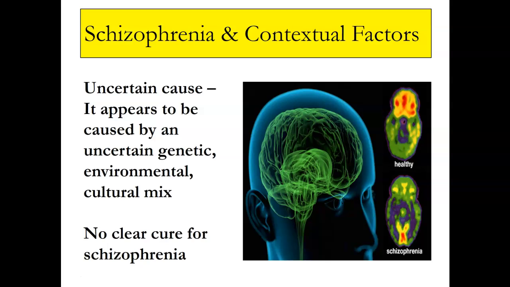Definitely a genetic link. They're not sure exactly how. There's also this cultural environmental mix that seems to influence schizophrenia. And it's kind of hard to wrap your brain around. How can culture influence schizophrenia? How can the environment influence schizophrenia? And we'll kind of talk about that.